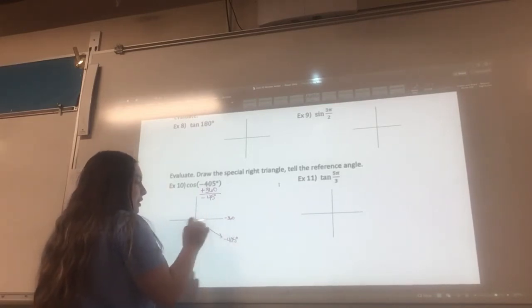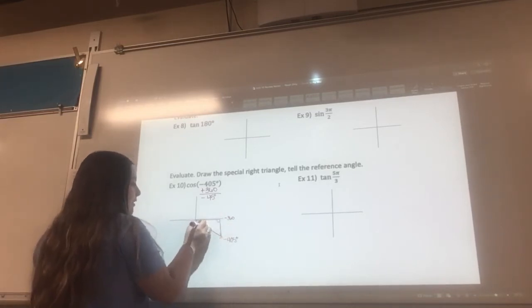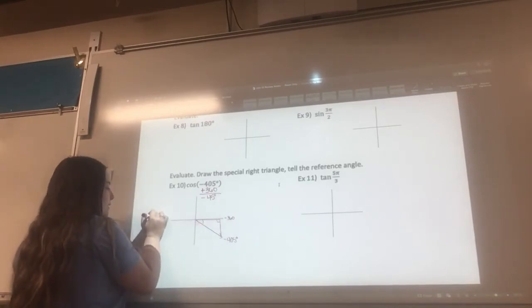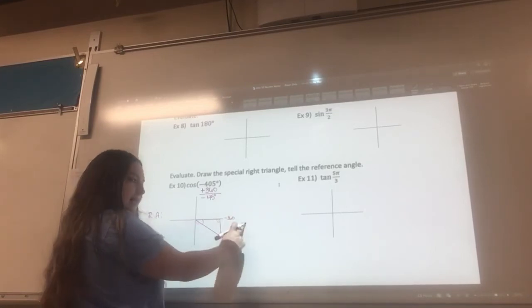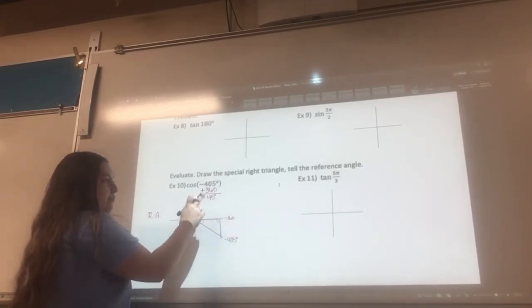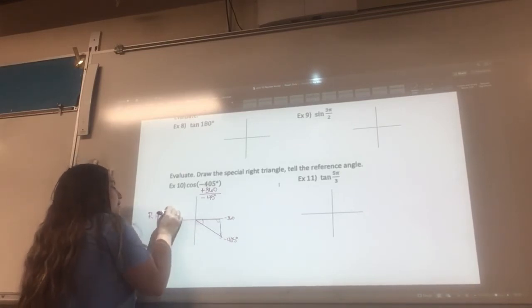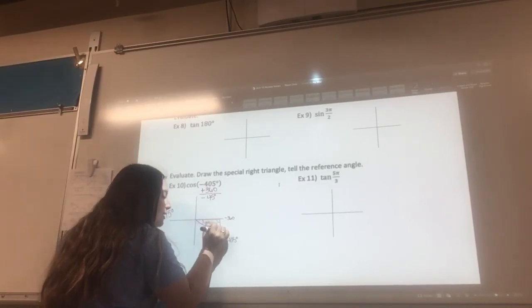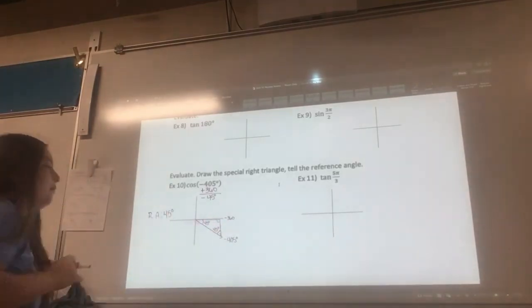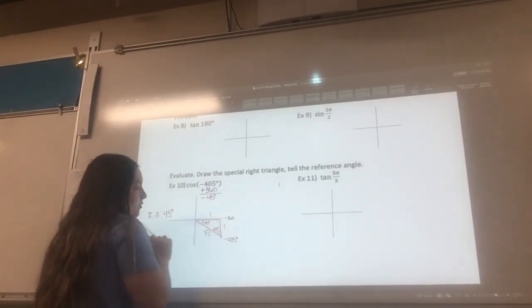Remember, always when you create your triangles, it has to touch the x-axis, creating your lovely triangle. We need to figure out this reference angle. Our reference angle, again, is the difference between your original and what your x-axis is. Well, we already did that. It was negative 45. But remember, reference angle is always positive. So this is a positive 45 degrees. Remembering our special right triangles, it is 1, 1, square root of 2.